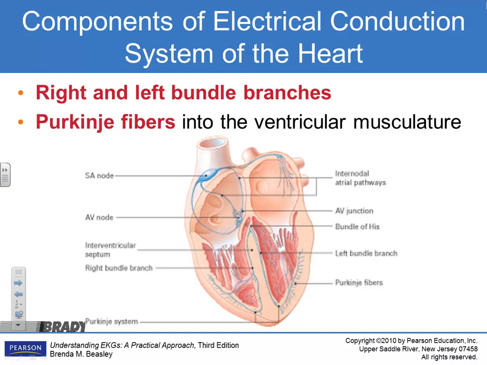Okay. Once it goes through the SA node to the AV node, it's going to go to the bundle of His. What happens at the bundle of His? Where does it go then? Yep, it's going to go to the left and right bundle branches. So we'll learn to recognize the bundle branch block as we go through here. And it's going to be split, and it's going to go down through the bundle branches to, what do we call these little hairy things at the bottom? Those are the Purkinje fibers.